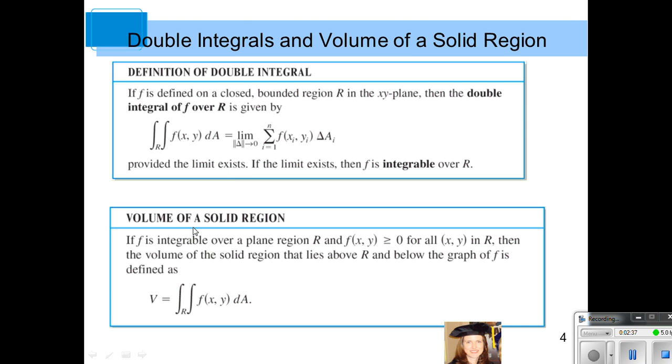The volume of a solid region then is, say you have this function f that is integrable over a plane region, and that region is R. Then the volume of the solid region that lies above R and below the graph is defined as this double integral. V is for volume. Where you see that R, that is your base region, and you would determine the bounds of the integrals by looking at that region. And then your function f of x y and your differential area, that's going to be dy times dx or dx times dy.